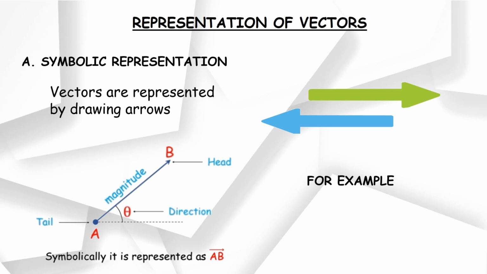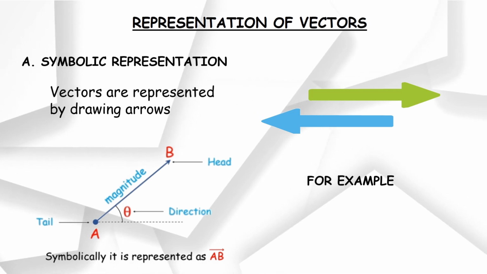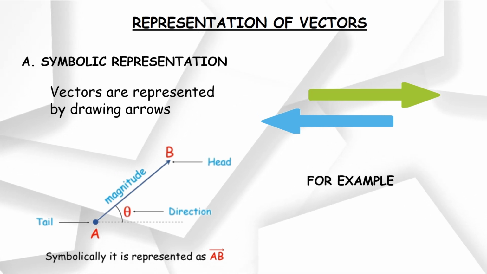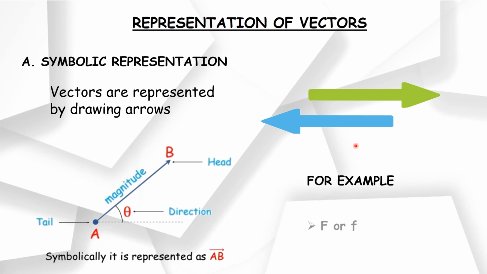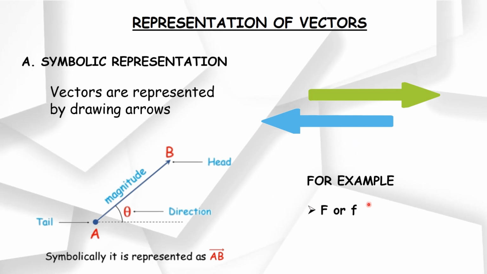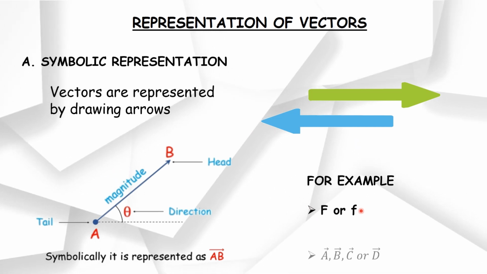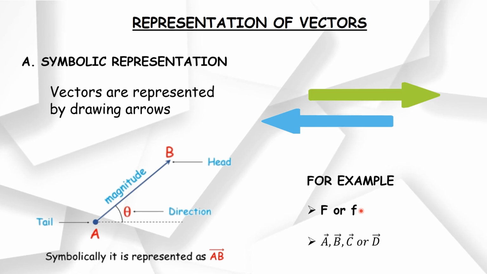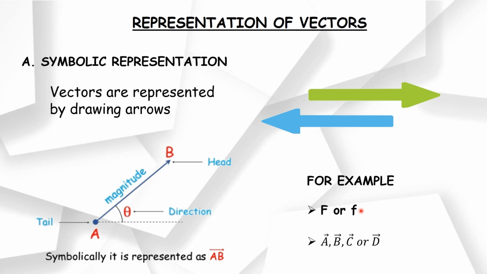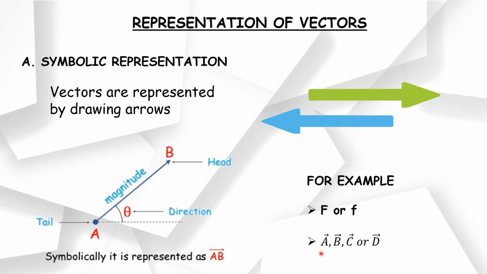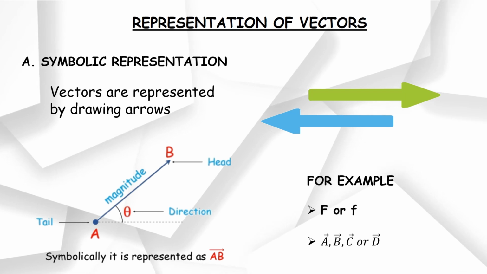Symbolically, a vector is also represented by a bold-faced letter, either capital or small, like this, like capital or small bold-face. And it can also be represented by a simple-faced letter with an arrow over it.